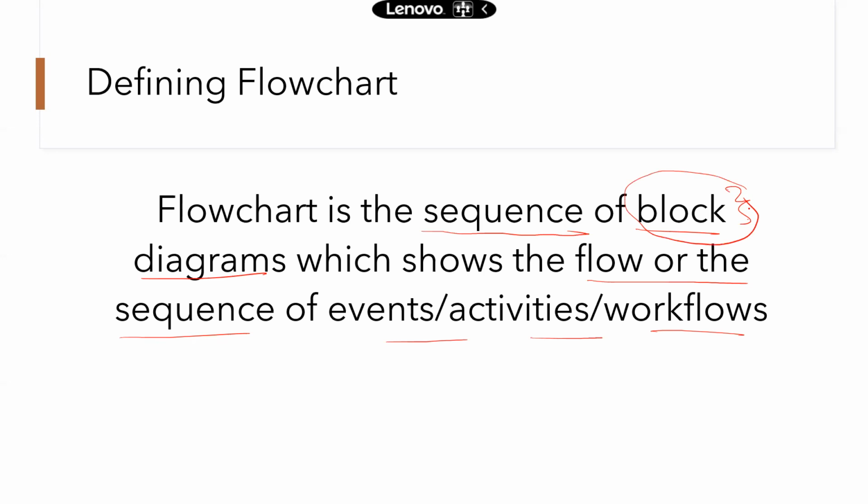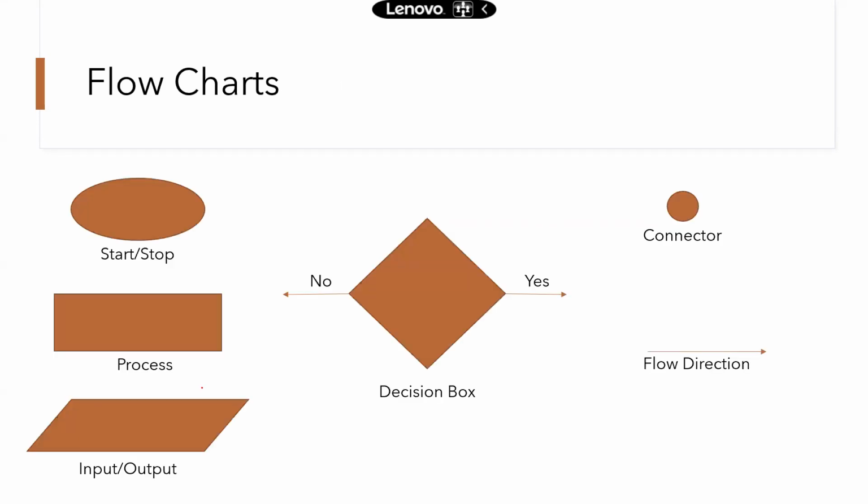If we see the different blocks that we use, this oval shape is a start or a stop. This rectangle is basically a process. This parallelogram is used for input and output. And this diamond shape is a decision box, which has two offshoots. One is towards yes, and another one is a no. So this decision box is basically a conditional statement.